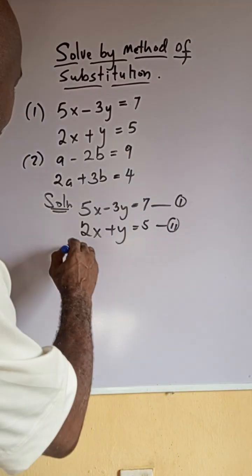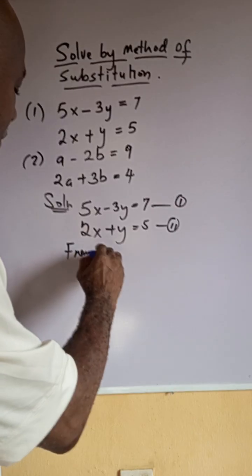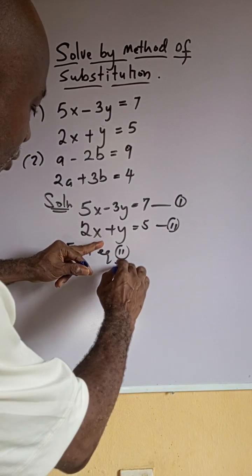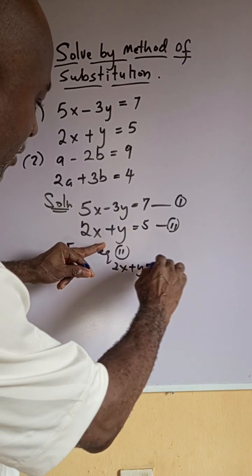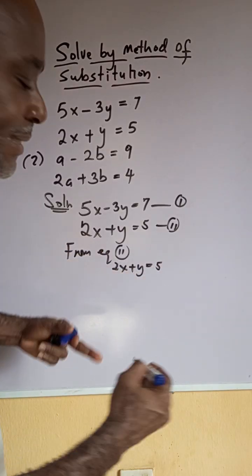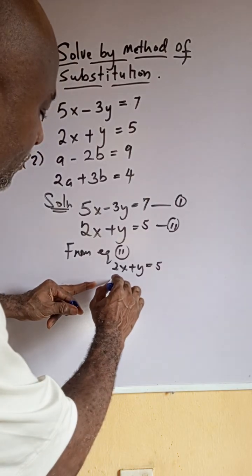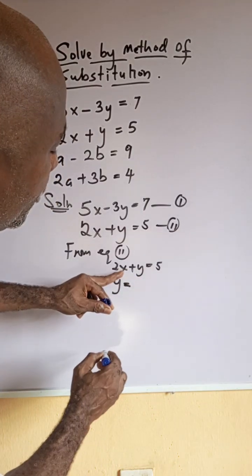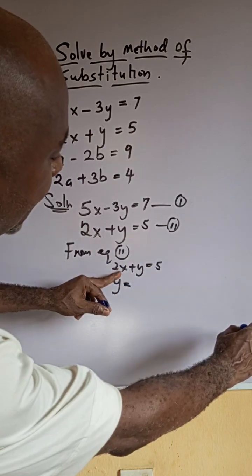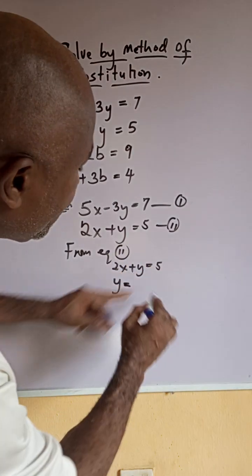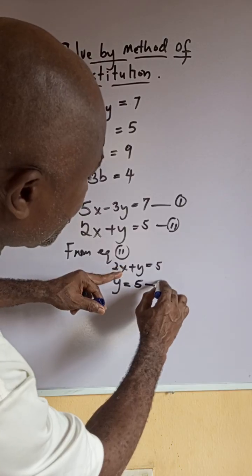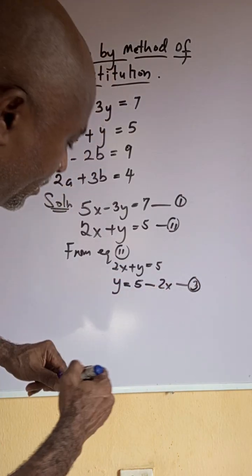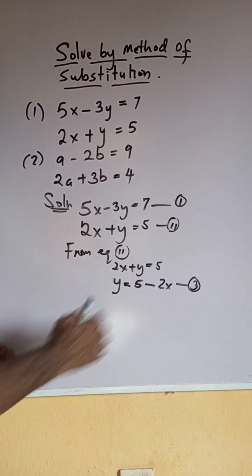So from equation 2, which is 2x plus y is equal to 5, I can rewrite it to take this shape. y is equal to 5 minus 2x, since you take the plus 2x to the right hand side of the equation. This has now resulted in equation 3.